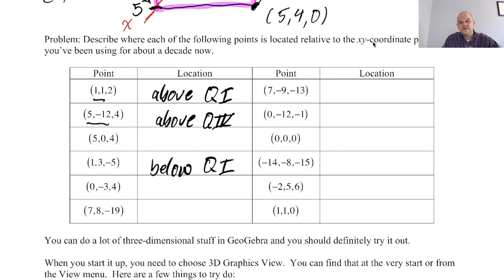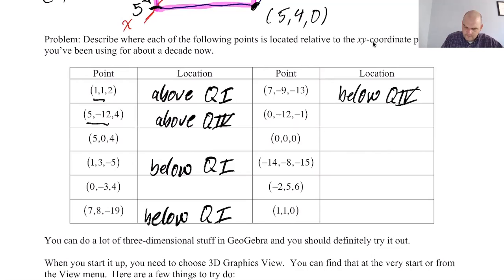0, -3, 4. I'm going to leave that one for now. 7, 8, -19 is again below quadrant 1. Like, why am I skipping all the interesting ones? Because we need to talk about them more. 7, -9, -13. So x is positive, y is negative. That's quadrant 4, and then you're below. So below quadrant 4.